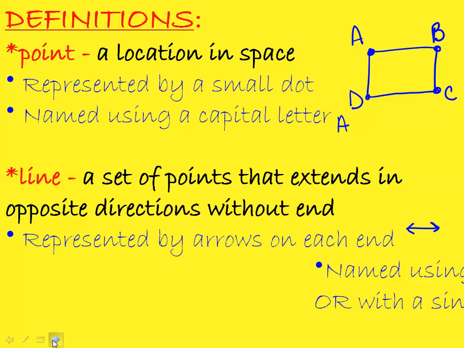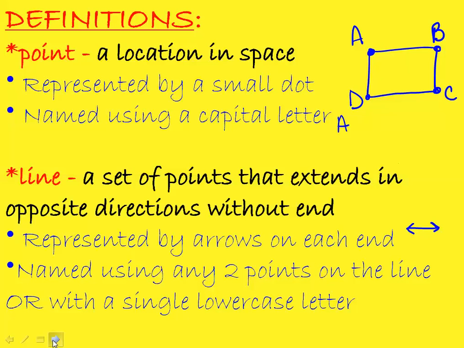When you name a line, you can use any 2 points that are on the line, or if the line has a single lowercase letter, you may use that. For example, if I were to have a line that looked like this, and I could have several points named on the line. Notice I've given you 4 points, but if you wanted to name that line, you could pick any 2 points that you wanted and name the line that way.